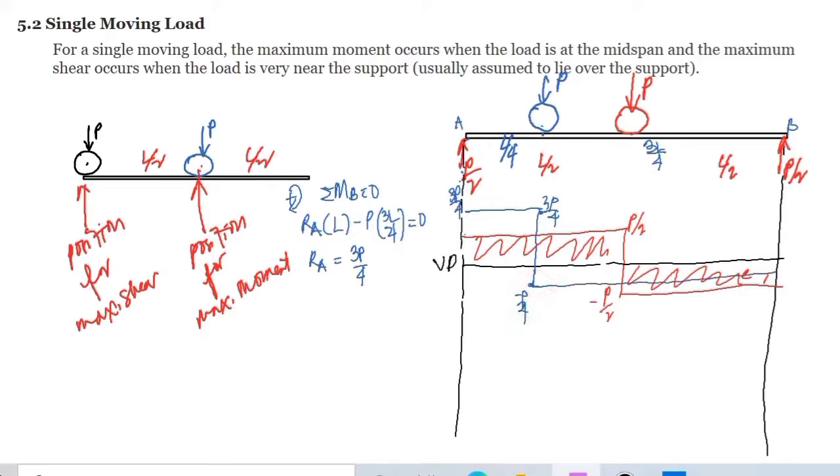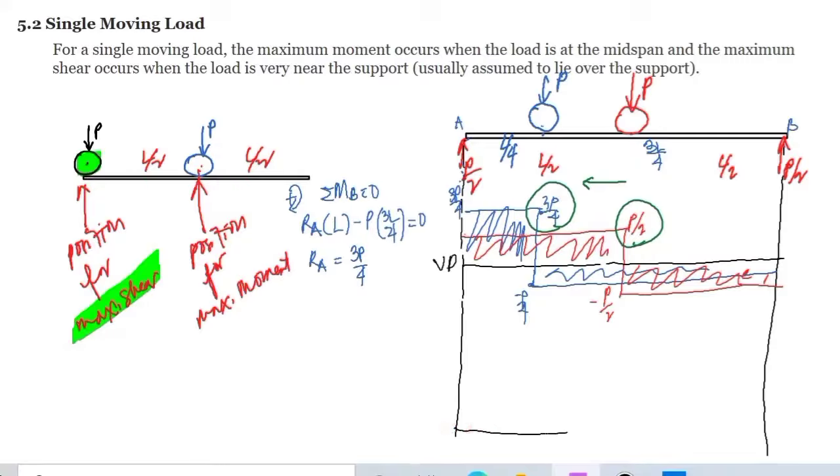So, ano yung napapansin natin dito? As you can see, if we are going to move our load closer to the support, it would increase the value of the shear. So as the load is moving closer to the support, or we assume that our load is lying over the support, that would be the position to create the maximum shear. So how about the moment?